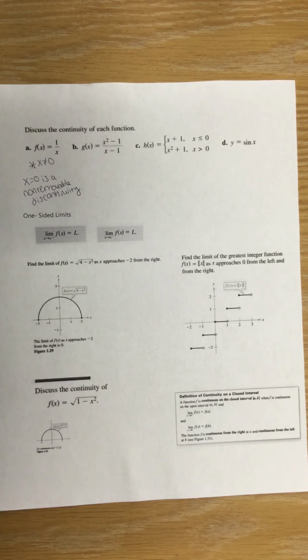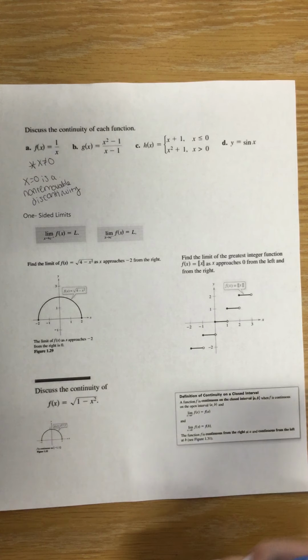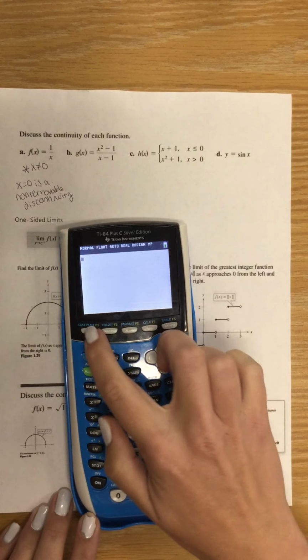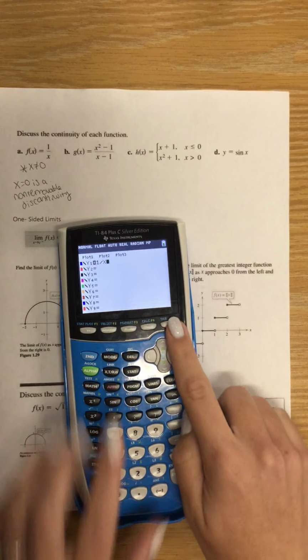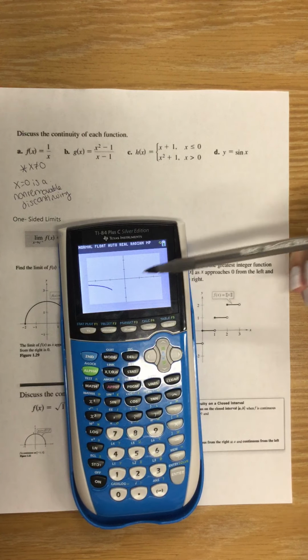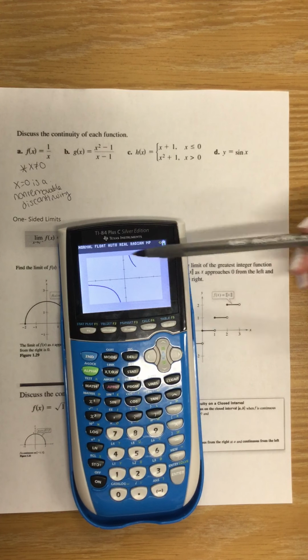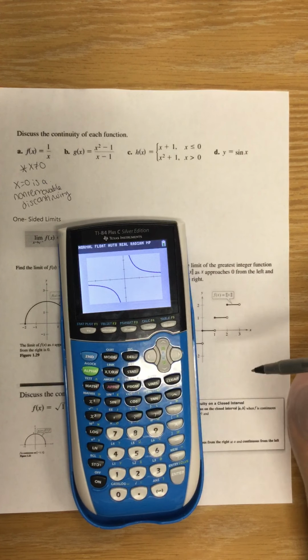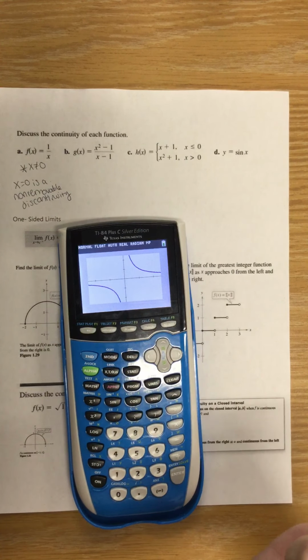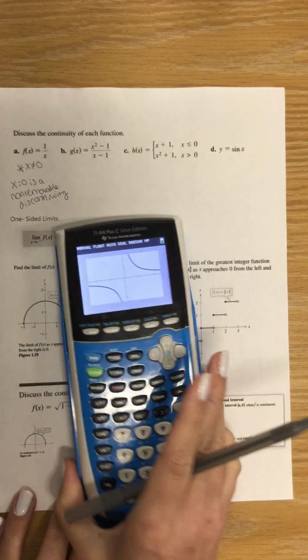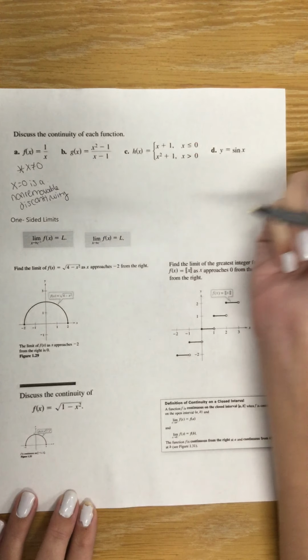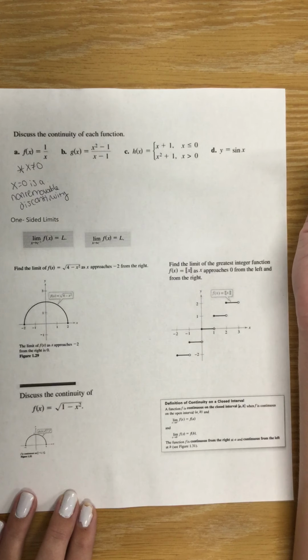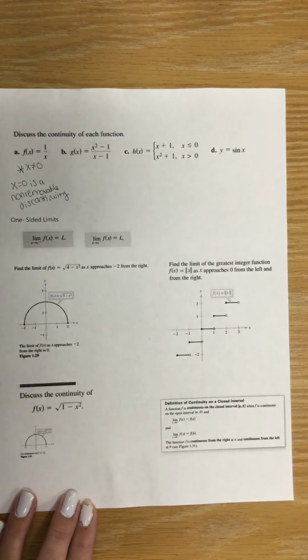Let's go ahead and pull up the graph. If you pull out your calculator, y equals 1 over x. What's happening at 0? It's a non-removable discontinuity because it's not just a little hole in the graph that we could fill in. It's not like a removable discontinuity. It's not just a little hole. It's that the limit doesn't exist there. So it's non-removable, and there's no way to define it to make it continuous there.